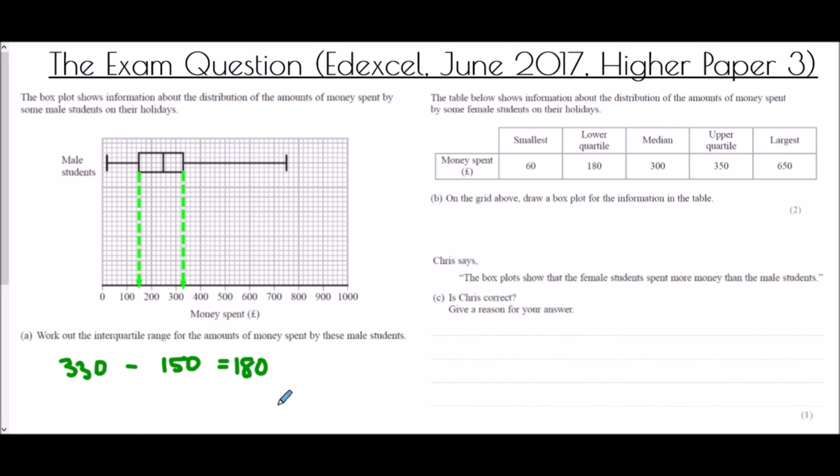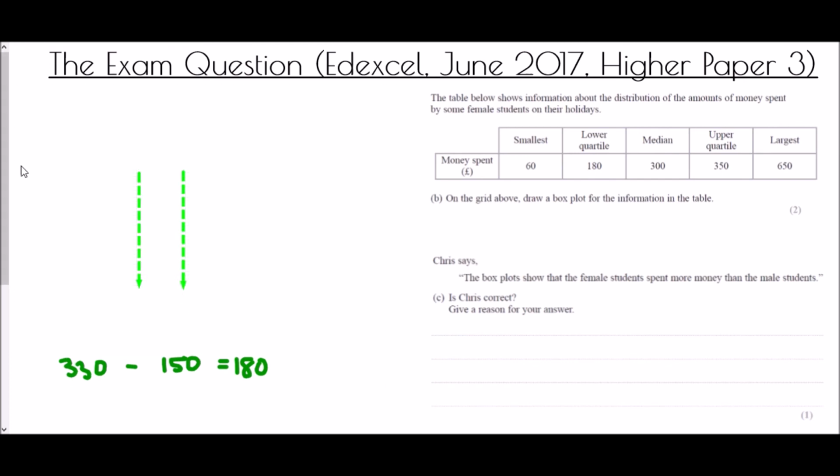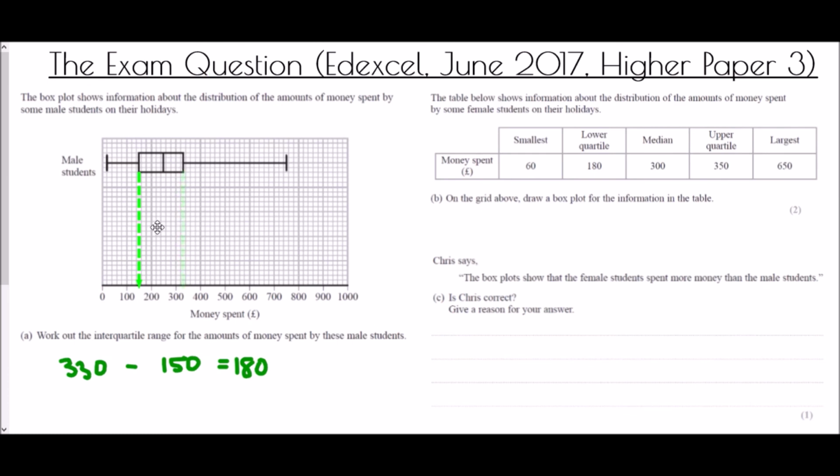We're then told that the table shows information about the distribution of the amounts of money spent by some female students on their holidays. And so the smallest amount was £60, the lower quartile 180, the median 300, upper quartile 350, and the largest 650. And so we're asked on the grid above to draw a box plot for the information from the table. So we'll just get rid of those two lines that we drew on, and we're going to draw in the values that we've got from here.